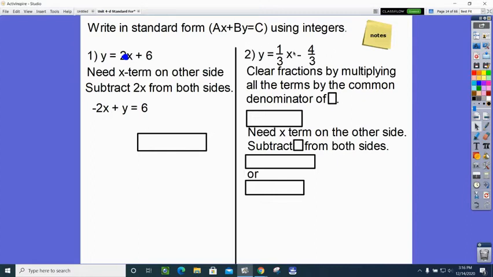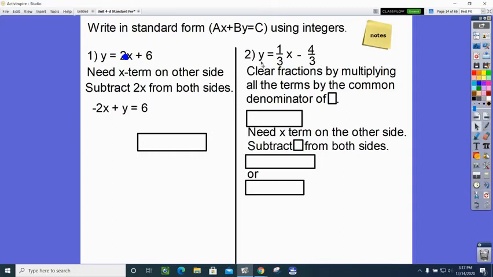We have two problems over here. The first one is that, again, the x term needs to go to the other side. But the other problem is that, remember, the a, the b, and the c have to be integers, not fractions. So remember clearing fractions a long time ago in Unit 2? Remember multiplying by the common denominator?